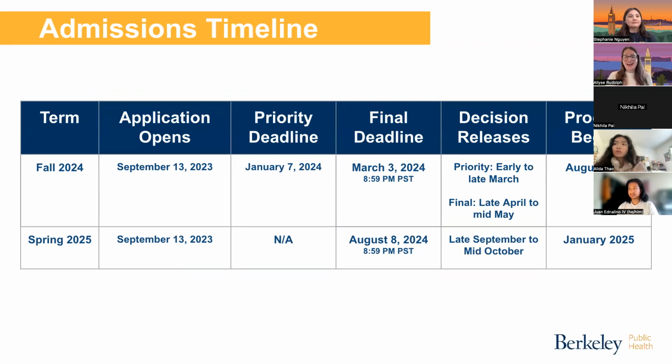All right, so we are very excited to share that we are currently accepting applications for our spring 25 term. Our fall 2024 cycle has closed, but we are actively accepting applications for the spring 25 cohort. The deadline to apply for spring is August 8th. So you have a few months to work on your application, and Stephanie and I are definitely there to support you throughout that process. That spring cohort would begin in January.